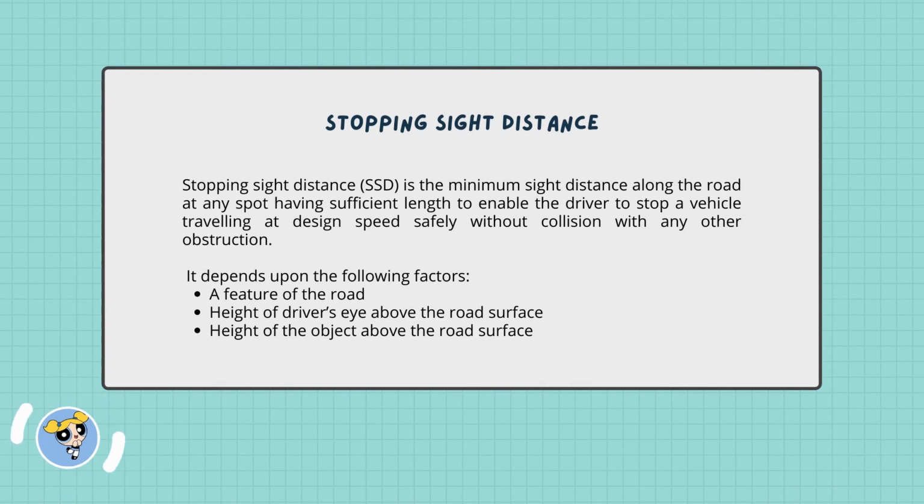Stopping sight distance is an important factor in traffic engineering, and it depends upon the following factors. First is a feature of the road such as the horizontal alignment, vertical alignment, traffic conditions, and position of obstructions. Next is the height of the driver's eye above the road surface. And lastly, the height of the object above the road surface.